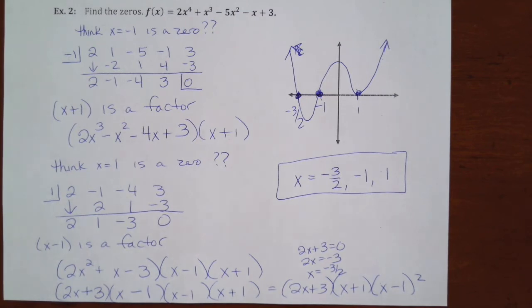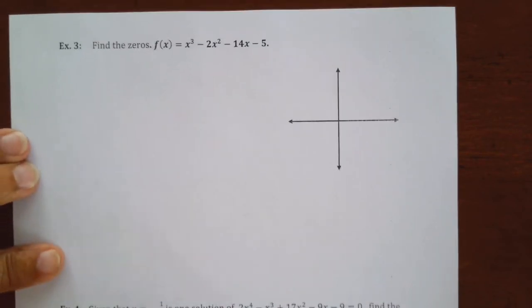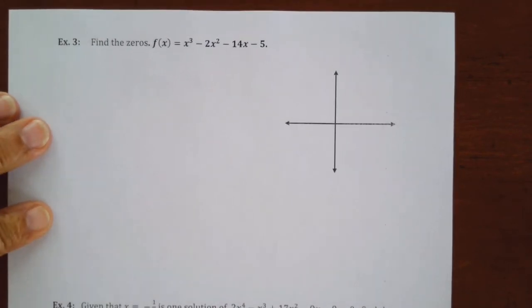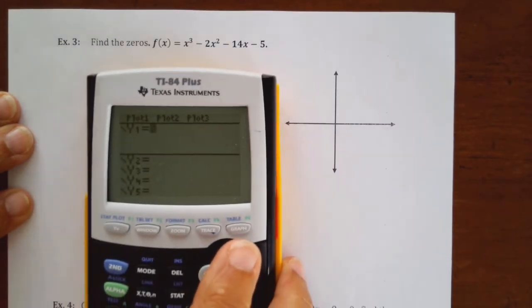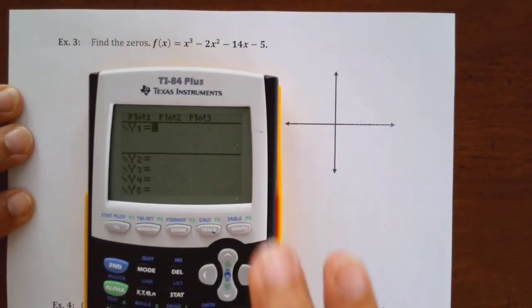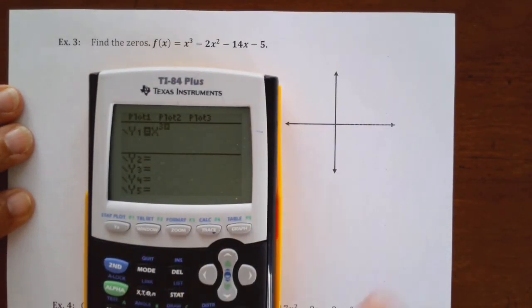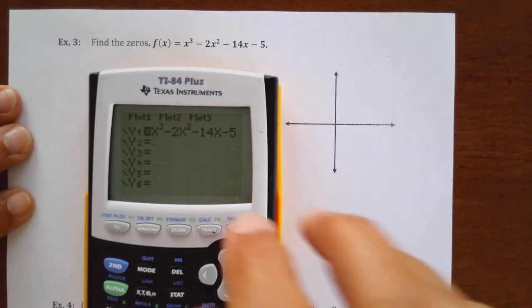Let's look at another one then. Hopefully that helps with that one. All right, find the zeros. Again, you could use the rational roots theorem and find all of the possible zeros and go from there. But again, we have a calculator, so we are just going to put in x cubed minus 2x squared minus 14x minus 5. Okay, and we're going to graph it.